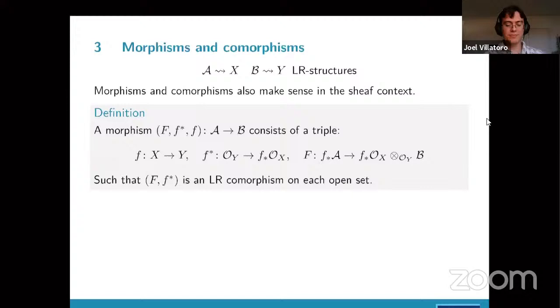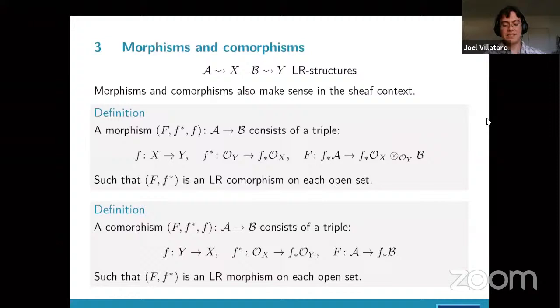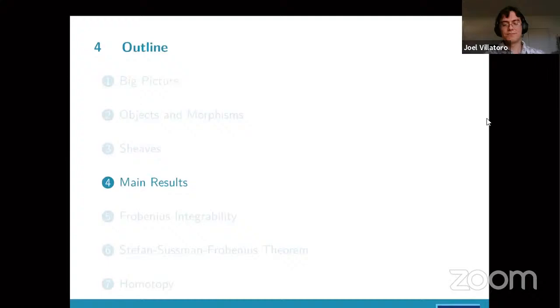Now, we can also define comorphisms in basically the exact same way. But we call it a comorphism because the map at the level of spaces goes the opposite direction. And then we say it's locally a Lie-Rinehart morphism. What are the main results?